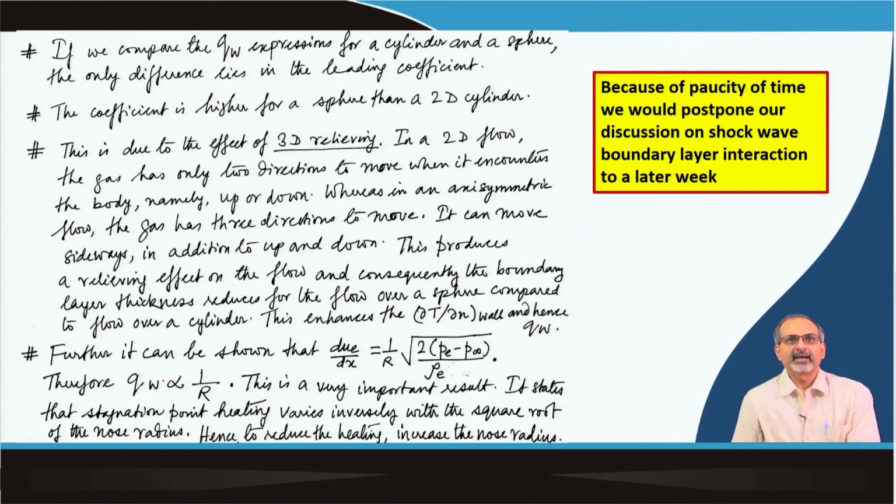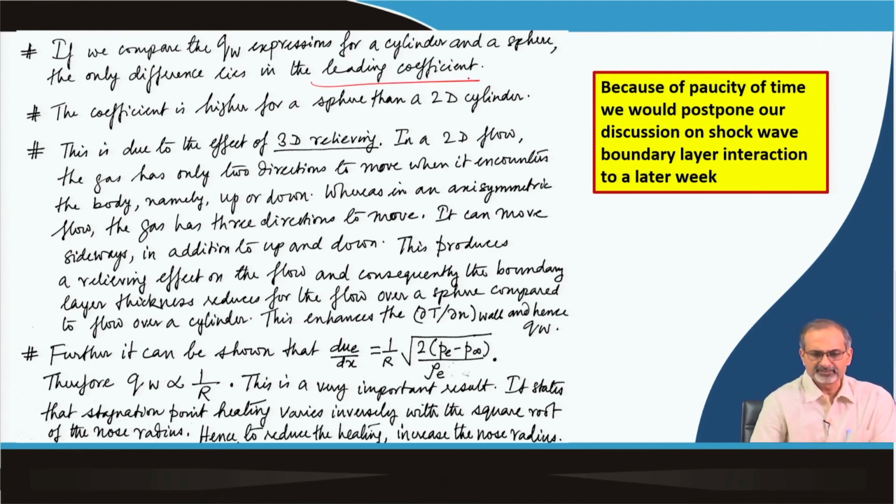So, trying to explain that, if we compare the QW expressions for cylinder and sphere, the only difference lies in the leading coefficient. The coefficient is higher for a sphere compared to a 2D cylinder, and this is due to what we call the 3D relieving effect. So, in a 2D flow the gas has only two directions to move. When it encounters the body, it can move up or down, whereas in an axisymmetric flow the gas has three directions to move. It can move sideways in addition to up and down.